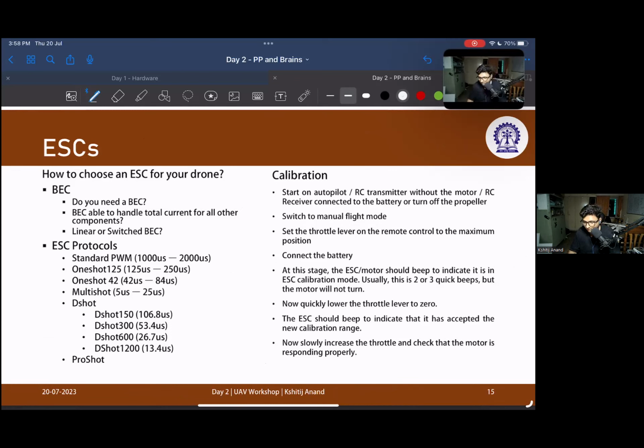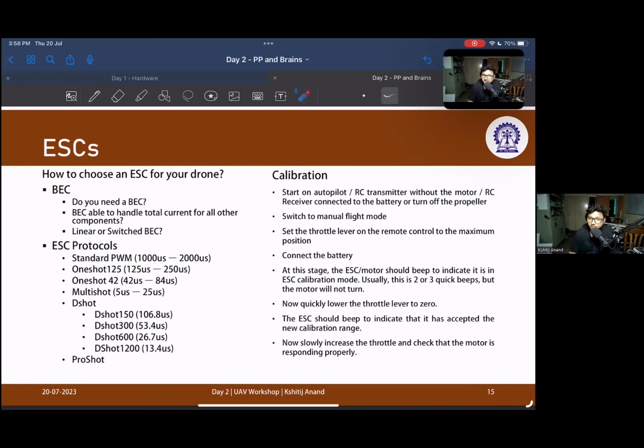What is important is again, your ESC should have a BEC. I have written: do you need a BEC or not? Many a times, if you work on specific cases, you might not need a BEC built into an ESC. But most of the times when you are starting off as an RC enthusiast or as a young aviation experimentalist, you can use ESCs that already have BECs.